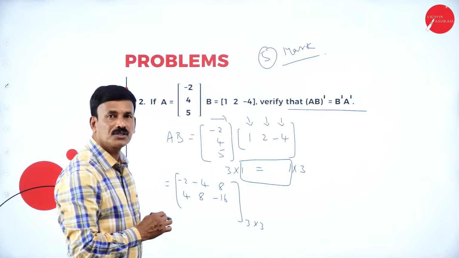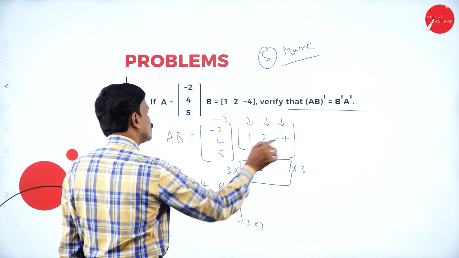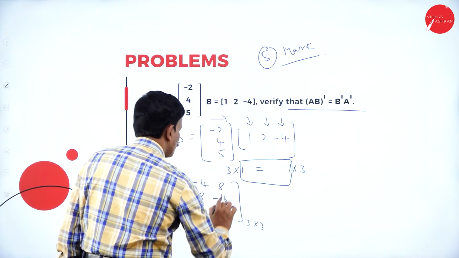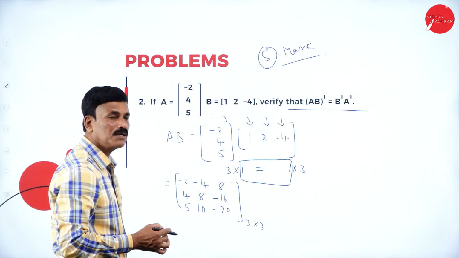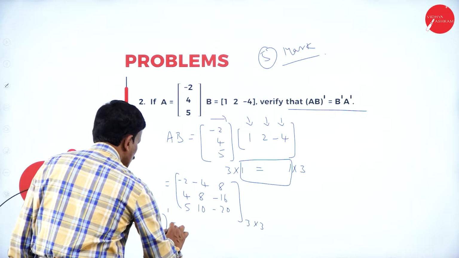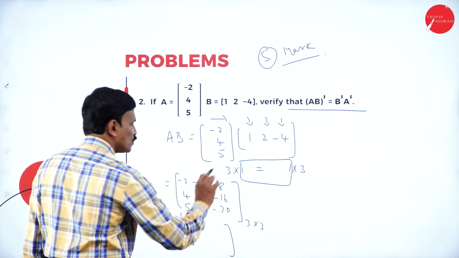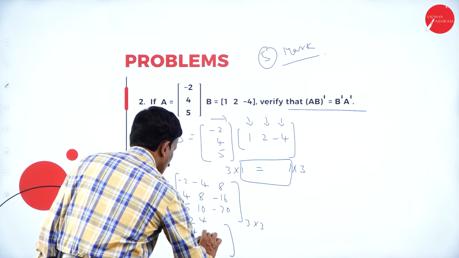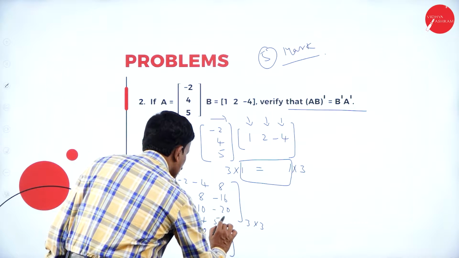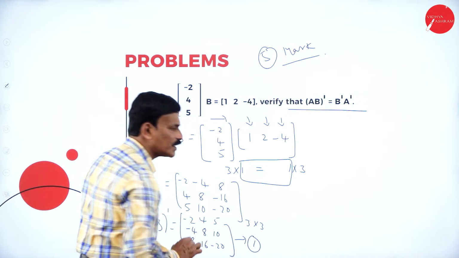Now, come to the third row. 5 1s are 5. 5 2s are 10. 5 4s are 20, minus 20. This is AB. Now, transpose this. Therefore, AB whole dash is equal to, the transpose of this, minus 2, minus 4, 8. First row becomes first column. Second row, 4, 8, minus 16 converts to second column. And the third row becomes third column, 5, 10 and minus 20. This is equation number 1.